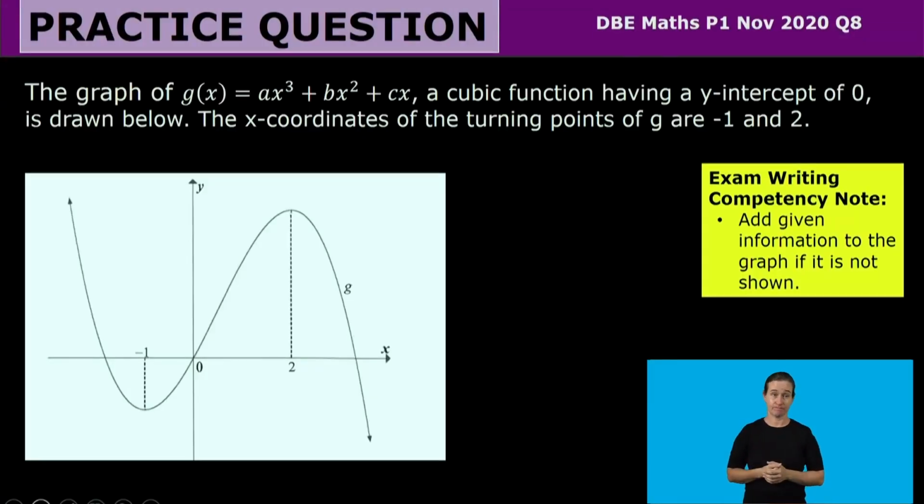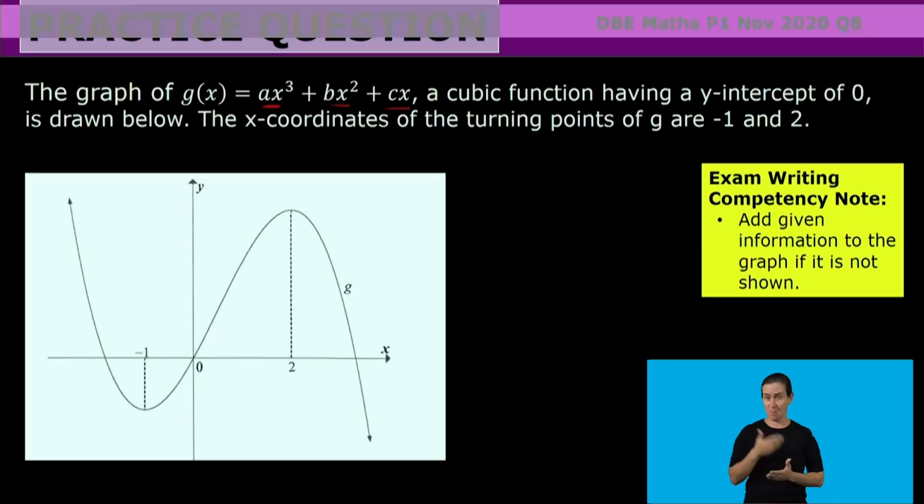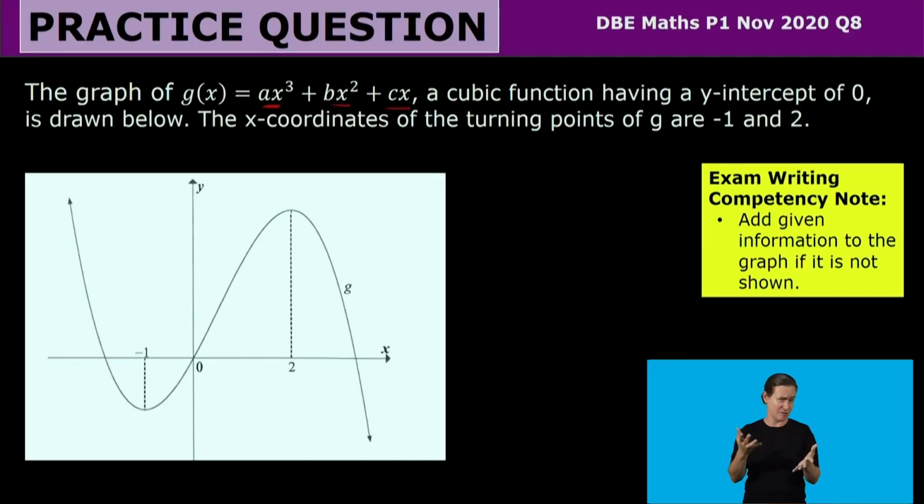So in this one, we've got the cubic function sketched for us, and we can see that when we read the question, they say the graph of g of x is equal to ax cubed plus bx squared plus cx, which tells us that there's certain missing information on this graph, and we'll see later on if we need to find that missing information. Let's continue reading. It has a y-intercept of 0, which is drawn on the graph. The x-coordinates of the turning points of g are minus 1 and 2, and then those are obviously sketched, put into the sketch for you.